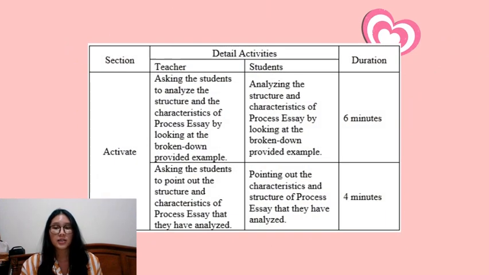The next stage is the activation stage. This stage is chosen to be the second one because it will give the teacher a chance to analyze and identify the difficulty that the students are facing by asking them to analyze the text and pointing out the structure and characteristics that stood out the most for them before providing them with the needed material. This stage will take 10 minutes, which would be broken down into 6 minutes of asking the students to analyze the text and 4 minutes of asking the students to point out the structures and characteristics.